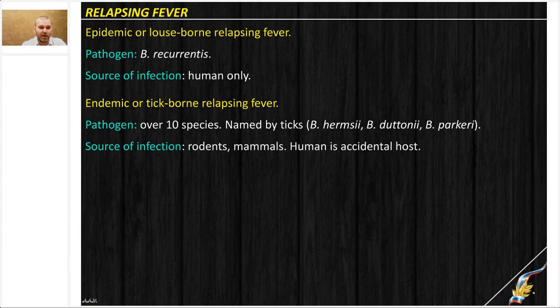As I told, from the name, recurrentis, recurrent means reappearance of the episodes. The second disease is transmitted through ticks, and usually it is an animal disease. It's circulating in mammals and rodents, and human is always an accidental host, but all symptoms are identical to epidemic fever. The only difference is the way of transmission and the natural host. And in the group of tick-borne relapsing fever, we have a lot of different species, which are mainly named by the name of the tick, which is the intermediate host for that Borrelia.